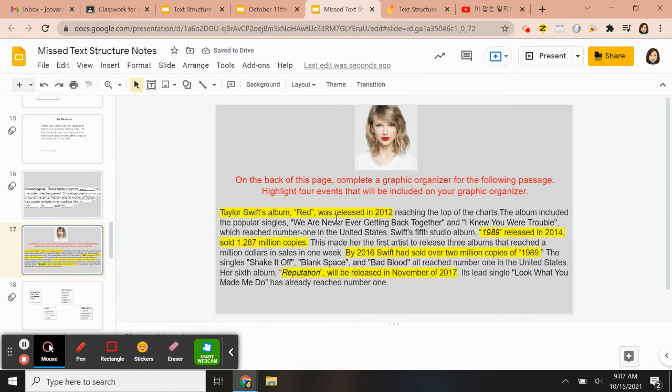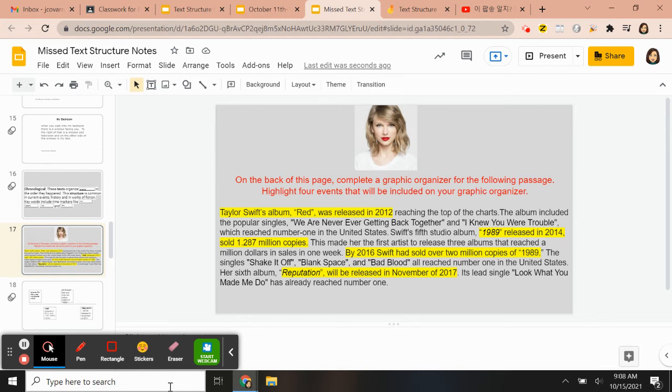So there are our 4 dates, right? We've got that her album Red was released, 1989 was released, in 2016 she sold over 2 million copies of 1989, and then Reputation will be released in 2017. We figured out it was chronological because we saw dates, right? And then we knew what was important. Since it's chronological, obviously the dates are important. So that's what we highlighted.